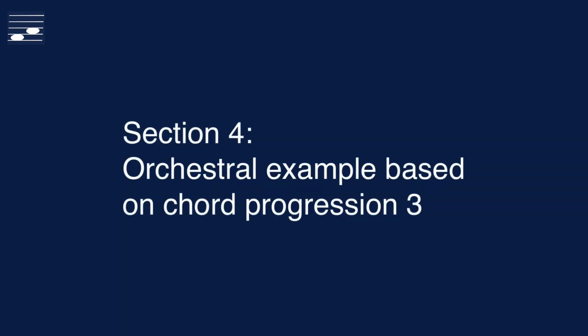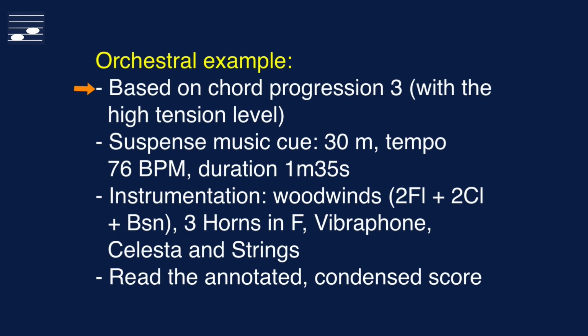I wanted to demonstrate how such a chord progression design can be turned into a more realistic orchestral example. So I returned to example 3, creating a suspense music cue at fairly slow tempo. The instrumentation is for 5 woodwinds, 3 French horns, vibraphone, celesta and string section. I present this 1.5 minute long example in an annotated condensed score.